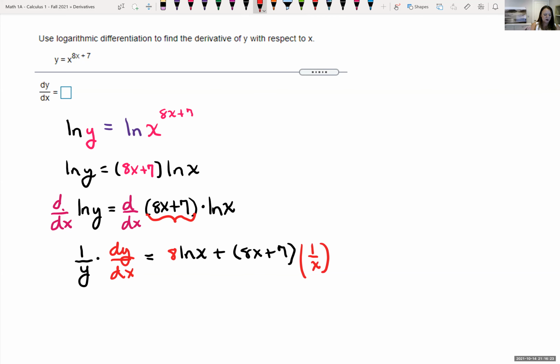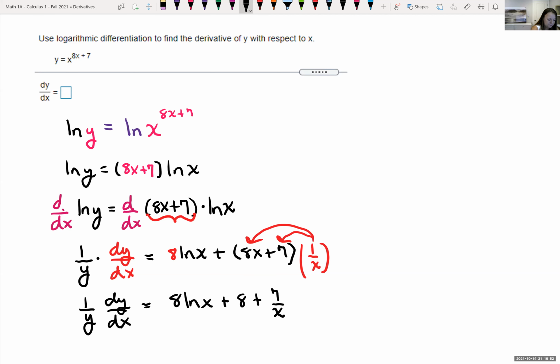And notice I can multiply through by 1 over x. So I get 1 over y dy dx equals 8 natural log of x plus, well, if I distribute the 1 over x to 8 times x, the x cancels and I'm just left with 8 plus 7 times 1 over x, I'm going to write as 7 over x.